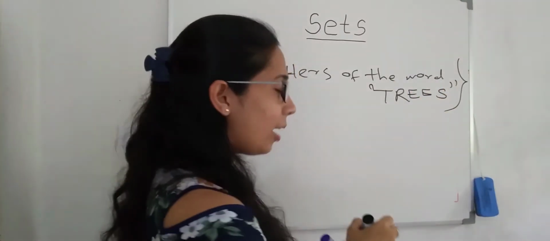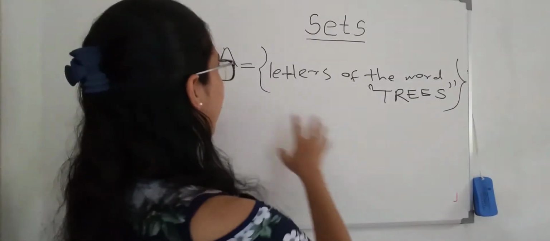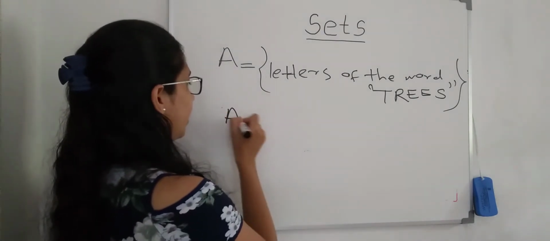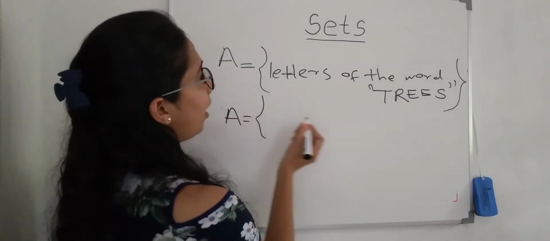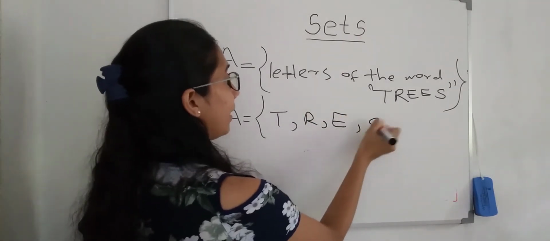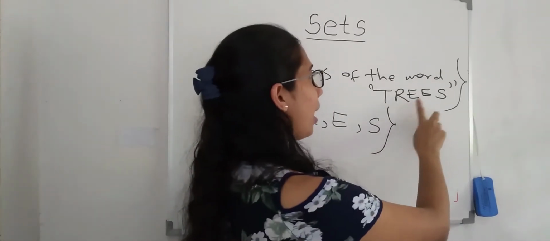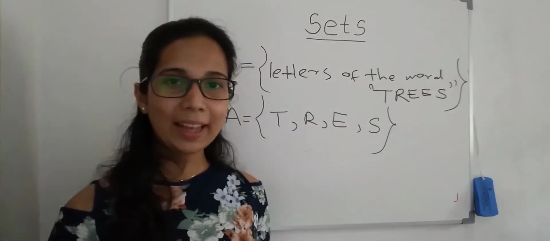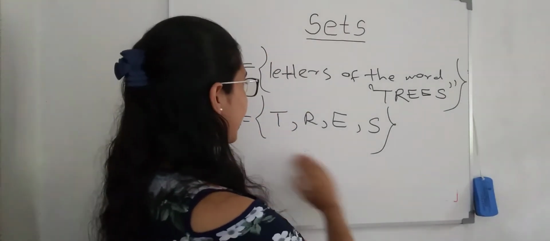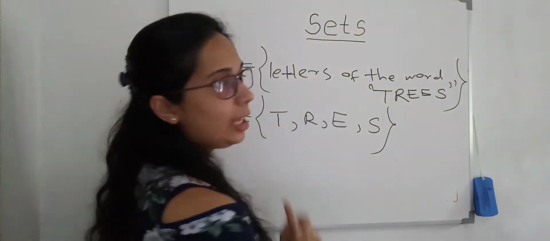And you are asked to write the elements of this set. Okay, what are the elements of this set? Elements are P, R, E and S. Can you see here in this word there are 2 E's? Okay, give your attention on this. But when I am writing the letters of this set, I only wrote 1 E.